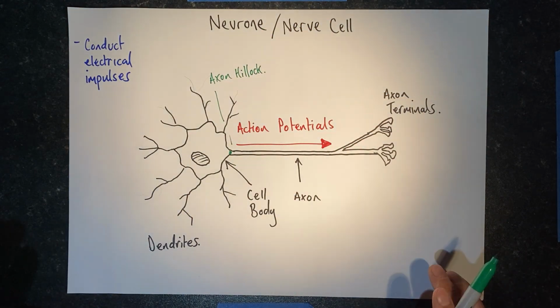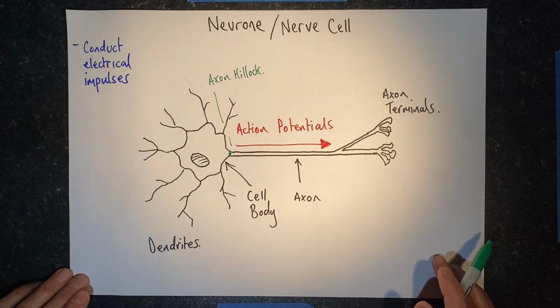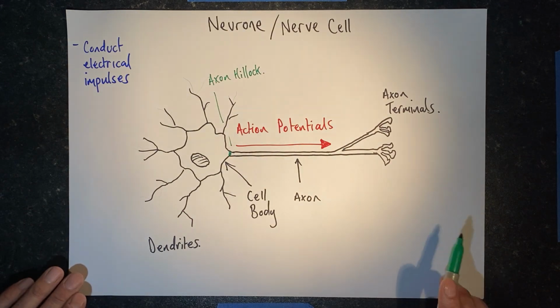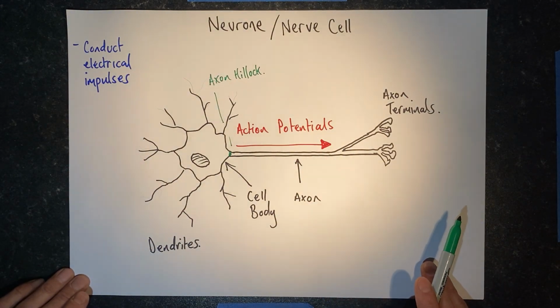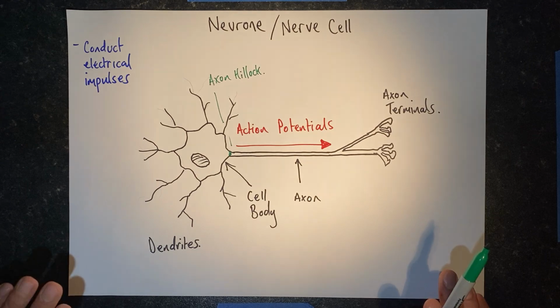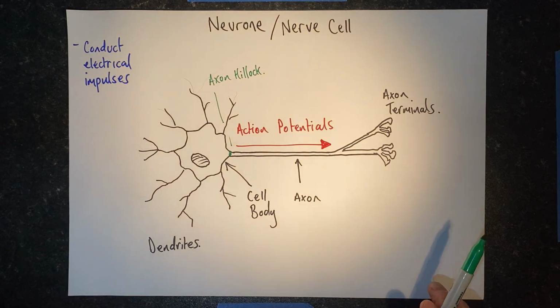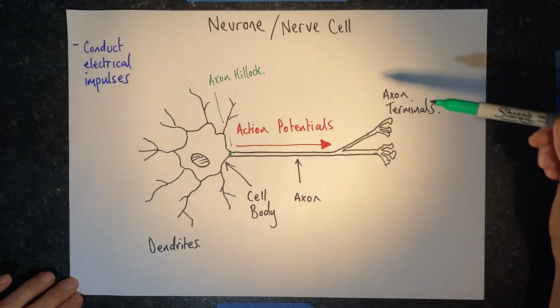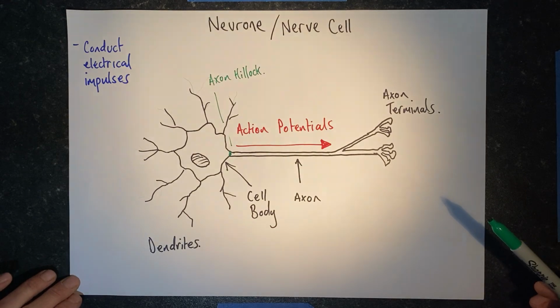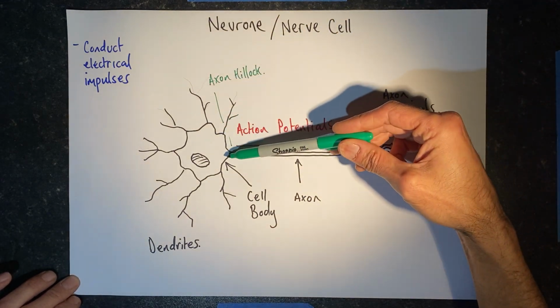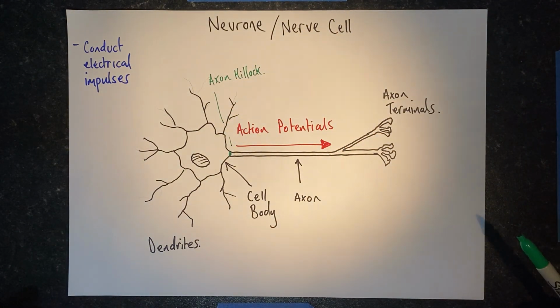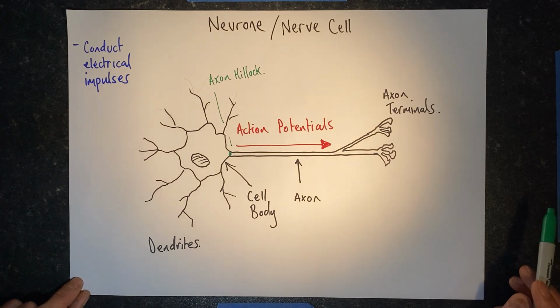Now this area is very important when it comes to the propagation of the action potential, which we will go into more detail in a different video, but just to introduce you to the structure or the area here, the axon hillock. Okay, very important part.